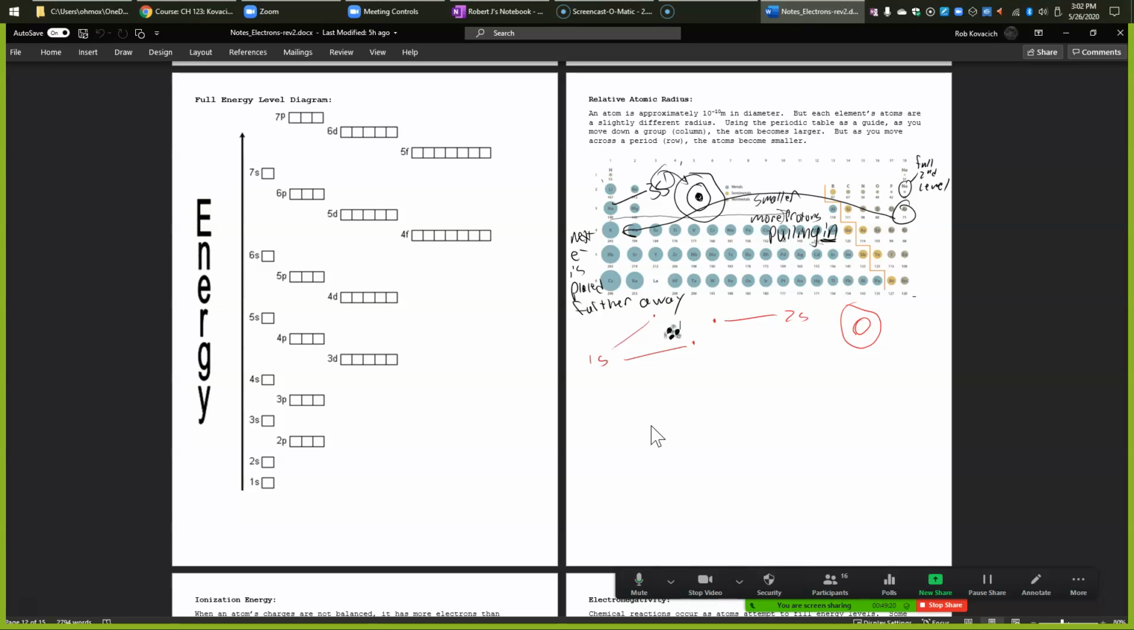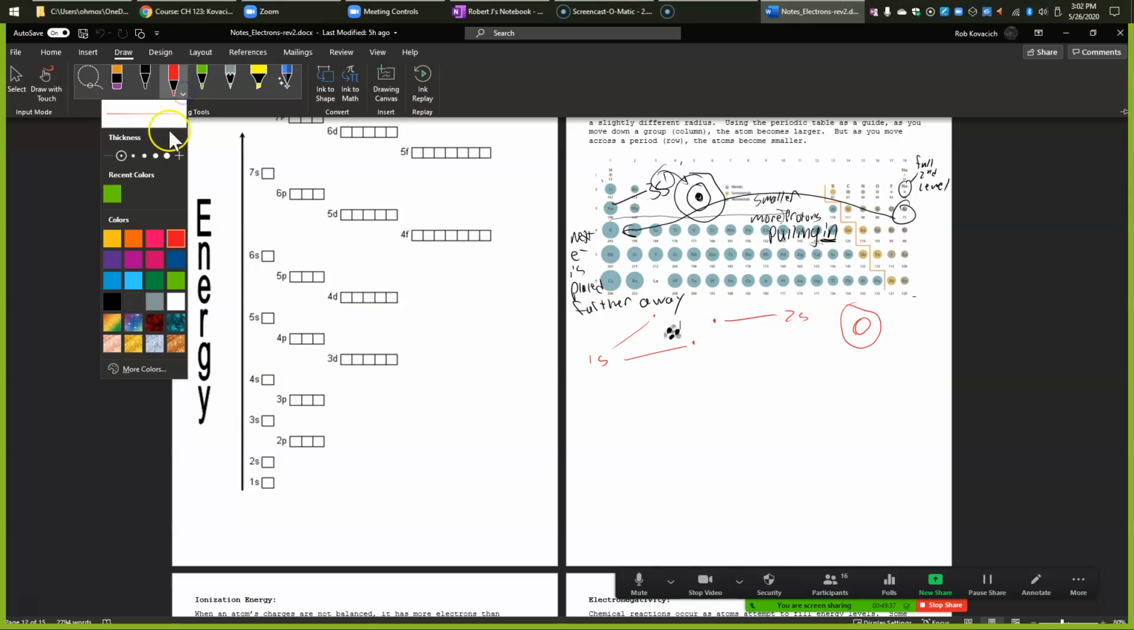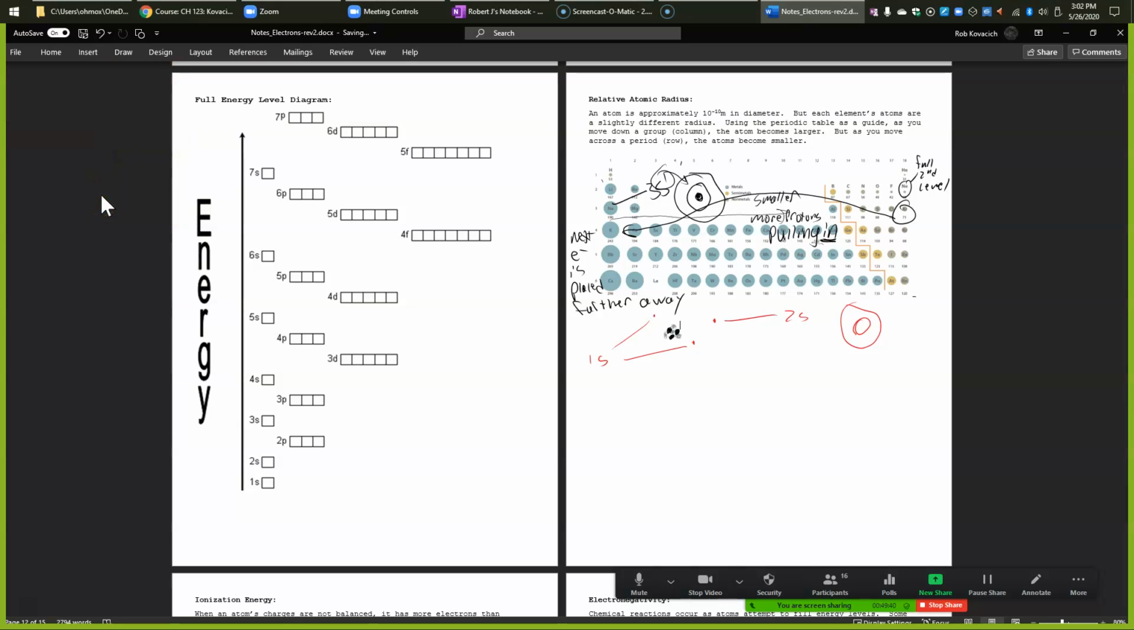Okay, so let's talk about something. What atom do I want to do? Let's do potassium. So, how many electrons does potassium have? Because I know you're sitting there with your periodic table. Potassium has 19.